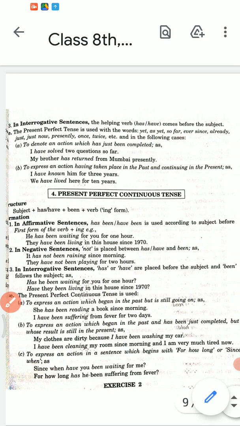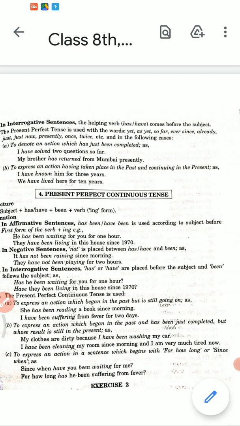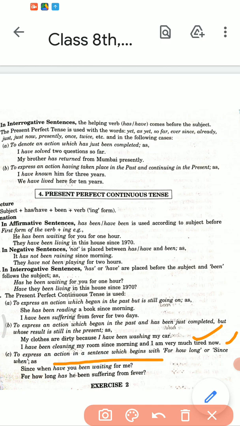For example, my clothes are dirty because I have been washing my car. I have been cleaning my room since morning and I am very much tired now. To express an action in a sentence which begins with for how long or since when, like, since when have you been waiting for me? For how long has he been suffering from fever?